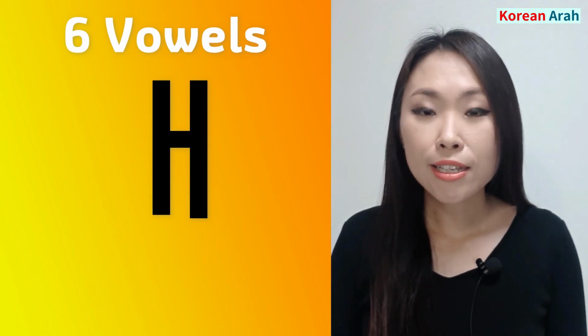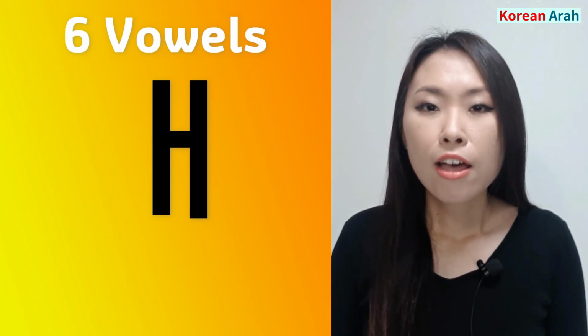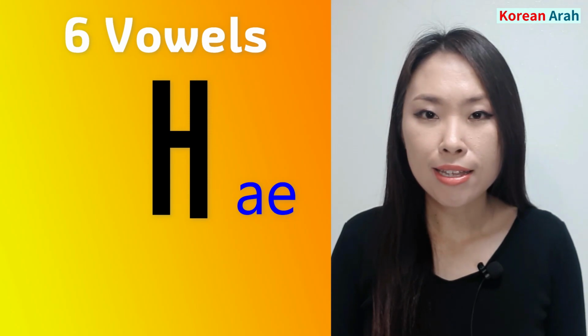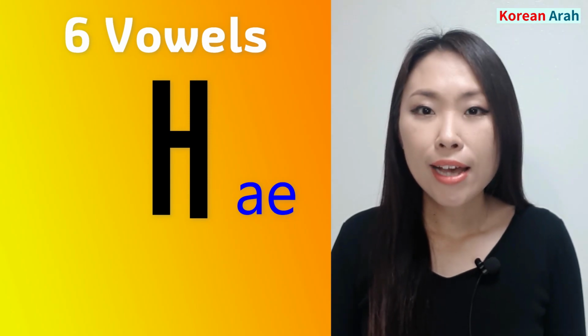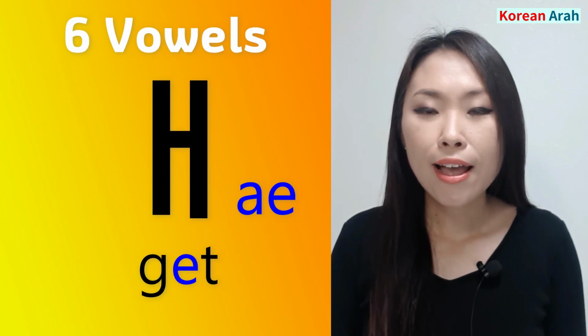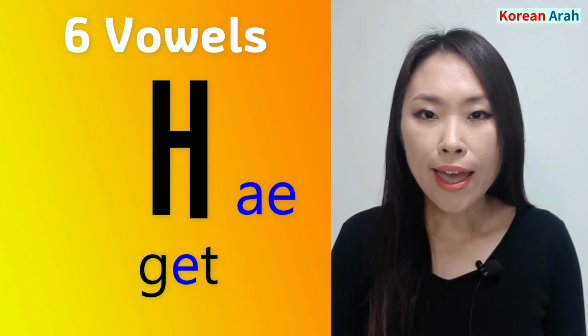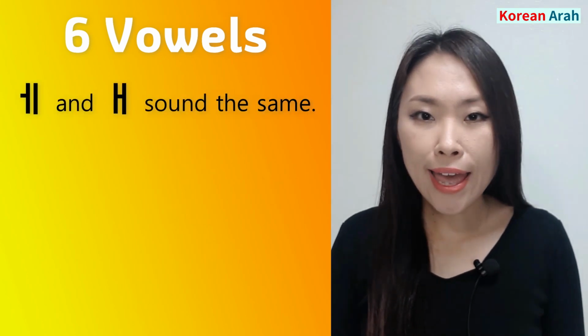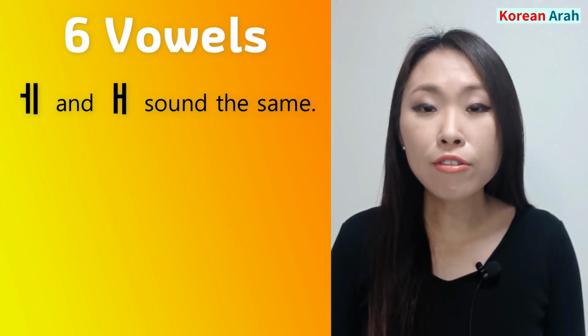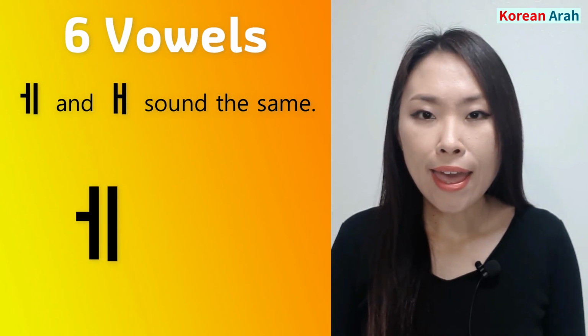This vowel is ae. The romanized letter for ae is AE. AE sounds like the letter E in the word get. E and AE look different, but they sound the same.